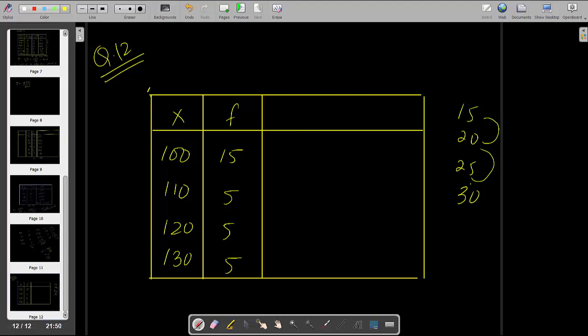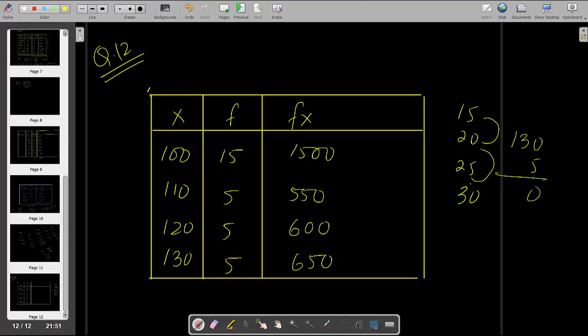Now what do you need? fx, right? In order to find fx, you have to multiply these two. 15 into 100, 1,500. 110 into 5, so 11 into 5, we can say 550. 120 into 5, you will get 600. 13 into 5, you will get 650. So you can just calculate here and see.